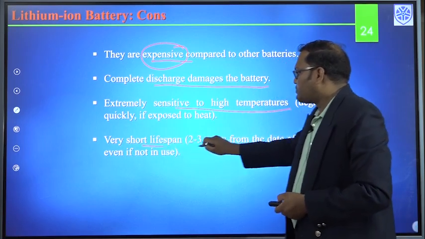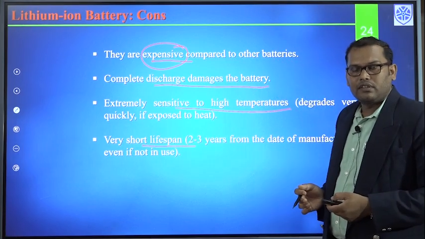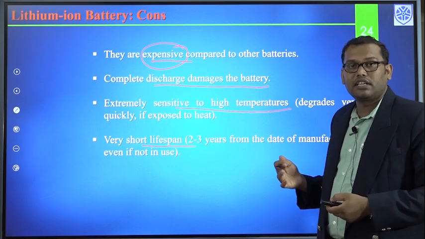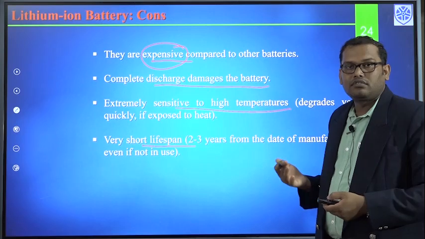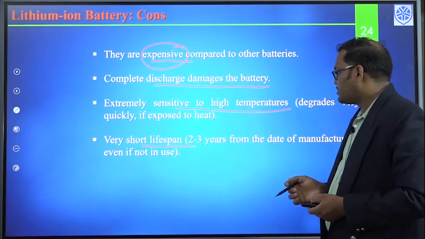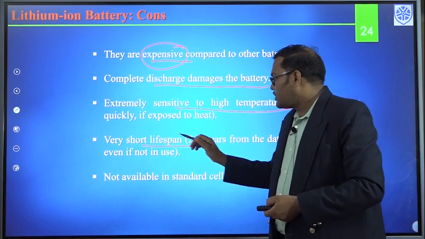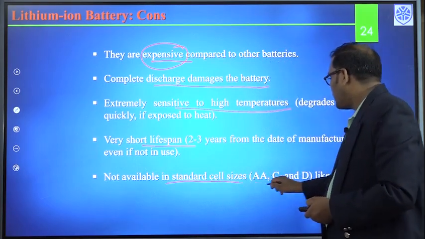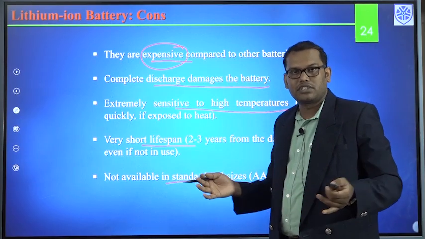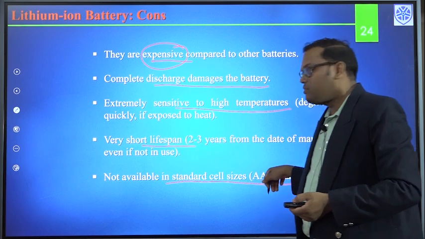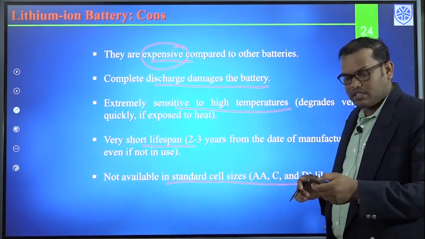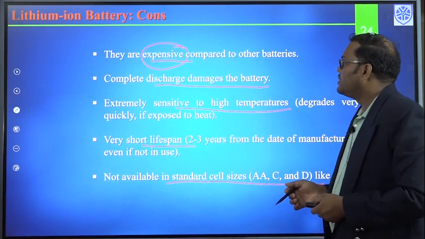And it has a very short lifespan, only 2 to 3 years. After that you have to replace the battery. That means the recharging cycle can be a maximum of 1000 to 2000 cycles. After that, it will only run for 2 to 3 years, and then you have to replace it. Another disadvantage is that it is not available in different sizes, unlike primary batteries, which you have seen as AA, AAA, C, D versions. Lithium batteries are not available in those different sizes, which is a disadvantage for various purposes.